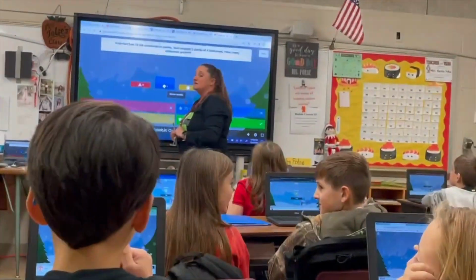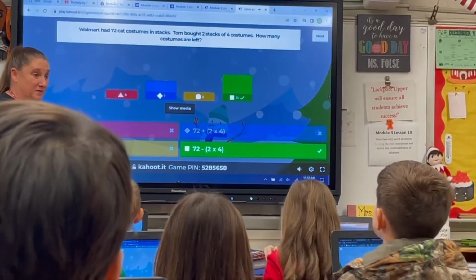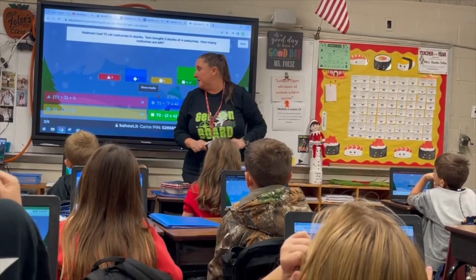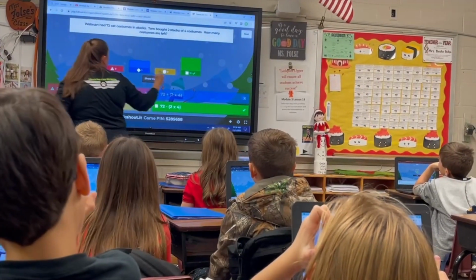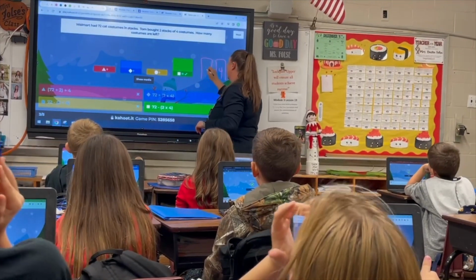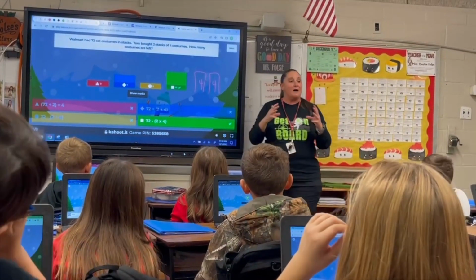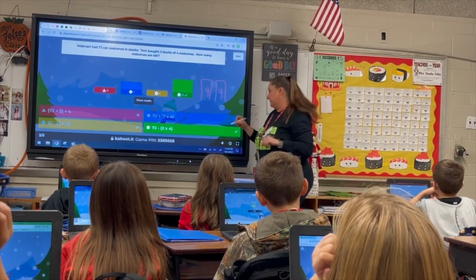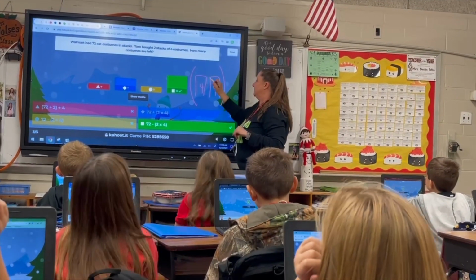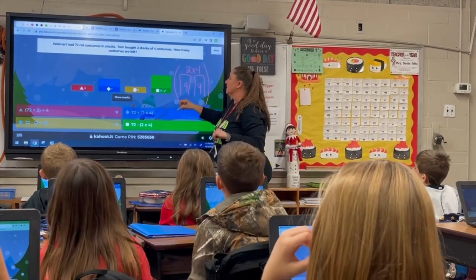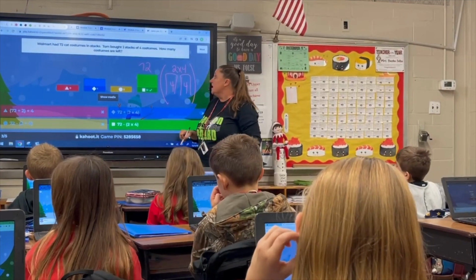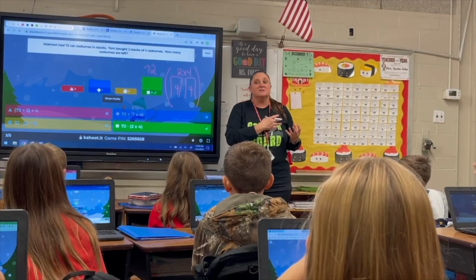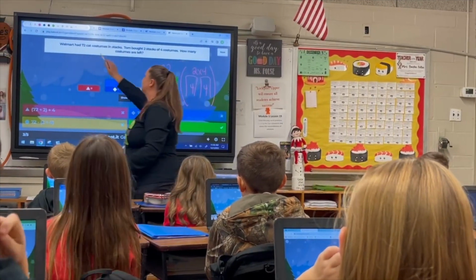All right, we have 13 people that got this one correct. So let's go over it, all right? We have 2 stacks of 4 costumes. So picture that, guys. Picture 2 stacks. Look, 2 stacks with 4 costumes. What are we gonna do to see how many costumes that Tom bought? Multiply. What is our multiplication problem? 2 times 4. And then look, there was 72 cat costumes, and they want to see how many were left. What are we gonna do? Subtract the ones that Tom bought.